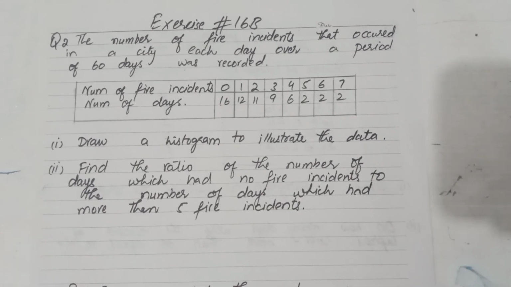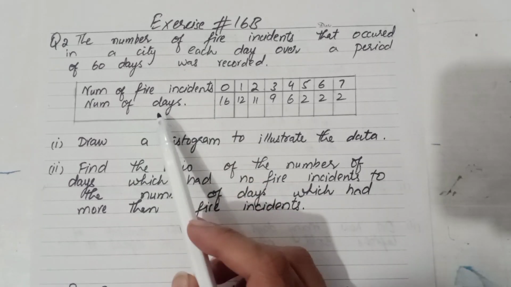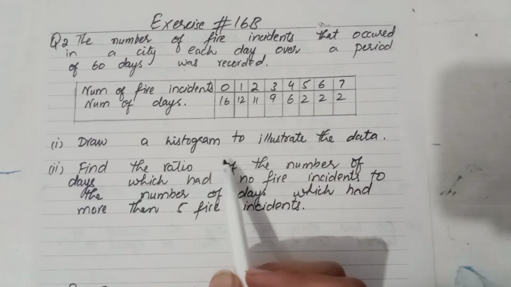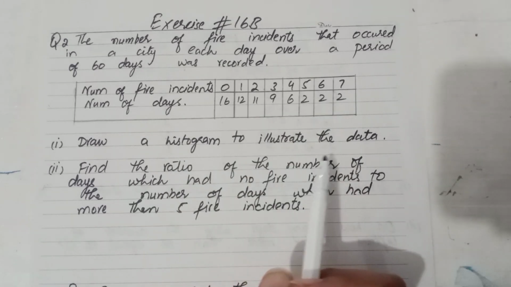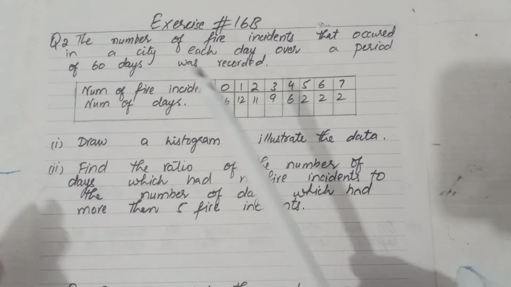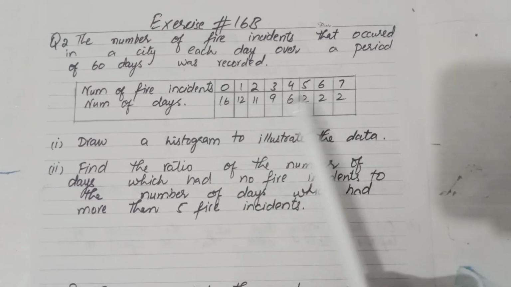Now students, question number 2. The number of fire incidents that occur in a city each day over a period of 60 days was recorded. That is the number of fire incidents, and these are the number of days. Draw a histogram to illustrate the data. We have to draw the histogram of this provided data.